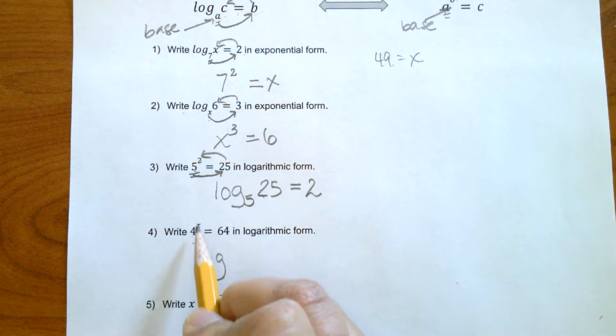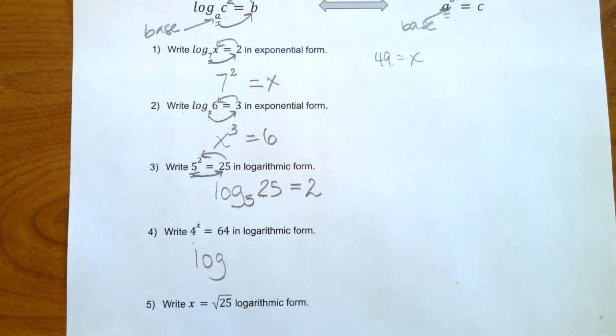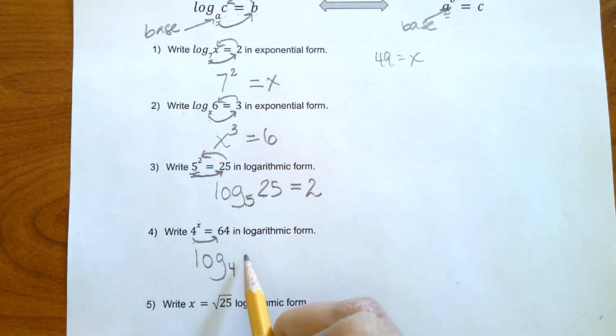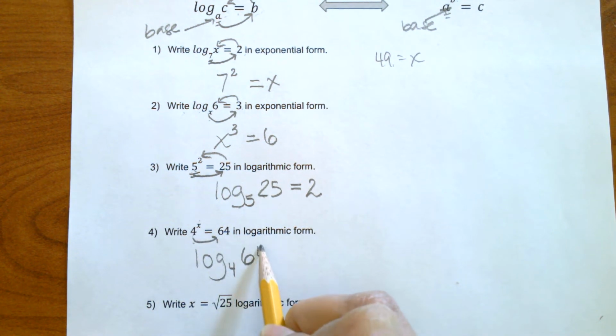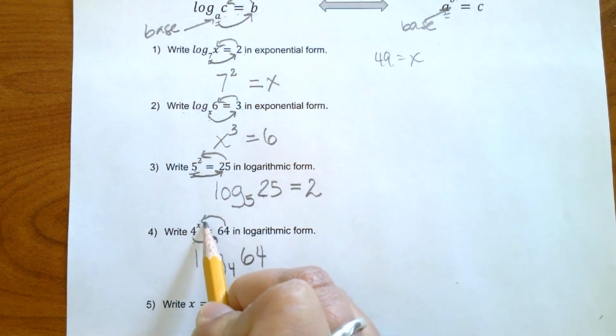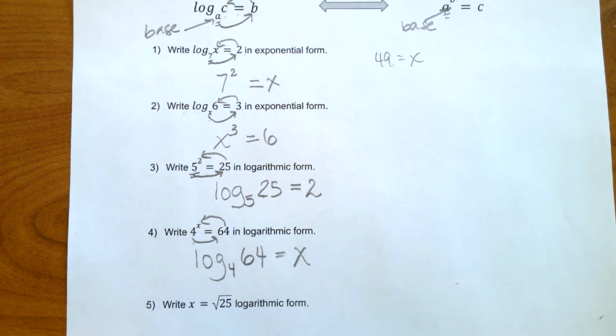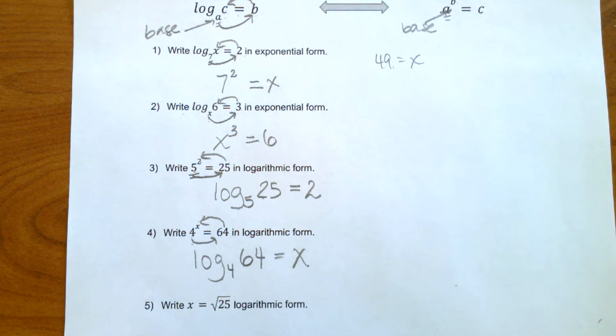Let's do this one. We need 4 to the x equals 64 in logarithmic form. Write down the log. Okay, what's the base? What's that smaller number going to be? You got it, 4. What are we taking the logarithm of? 64. What is that going to equal? The exponent x. And you're done.